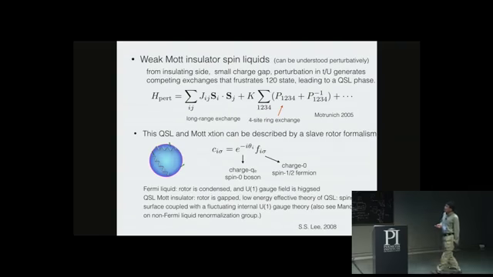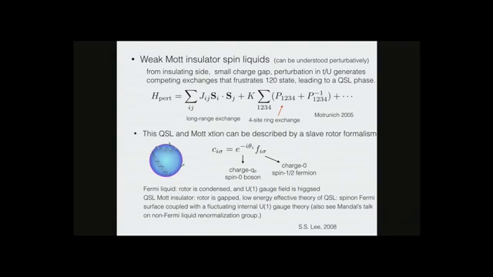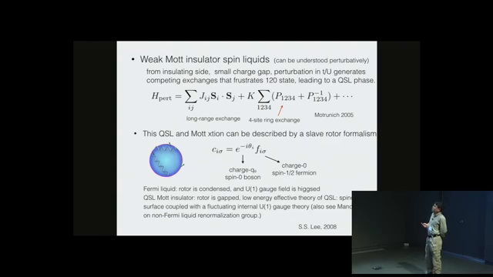This weak Mott insulating quantum spin liquid can be understood from a perturbative treatment. If you do perturbation in terms of t over U, one can generate many competing exchange interactions, which compete with the nearest neighbor exchange, and which frustrate the 120-degree state, leading to a quantum spin liquid phase. These competing interactions include the four-site spin exchange and long-range exchange. This has been shown by Motrunich in 2005.